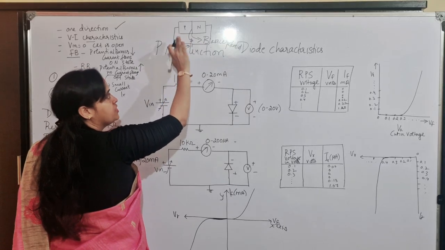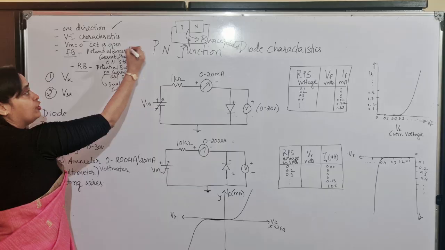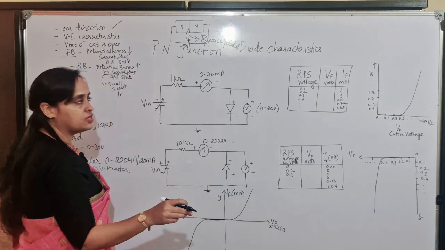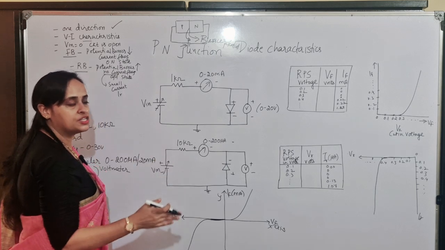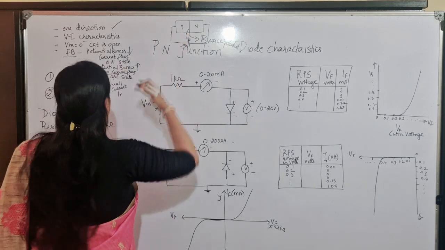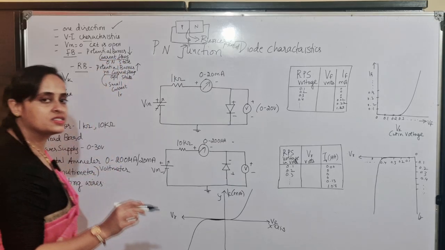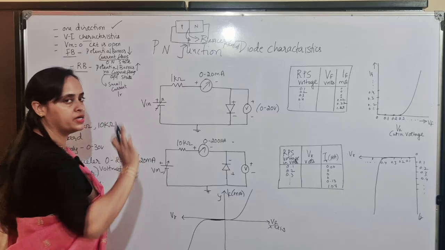Barrier potential which is existing between P-type and N-type starts reducing. If the barrier potential reduces, naturally there is no barrier between P-type and N-type, majority charge carriers start flowing, which will contribute to the current. And this condition is known as on state. That's all you need to understand. So this is the forward biasing working.